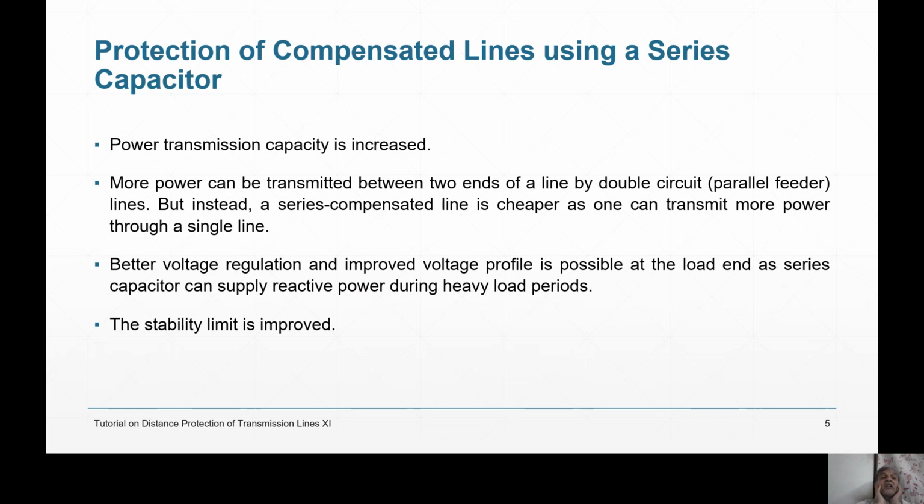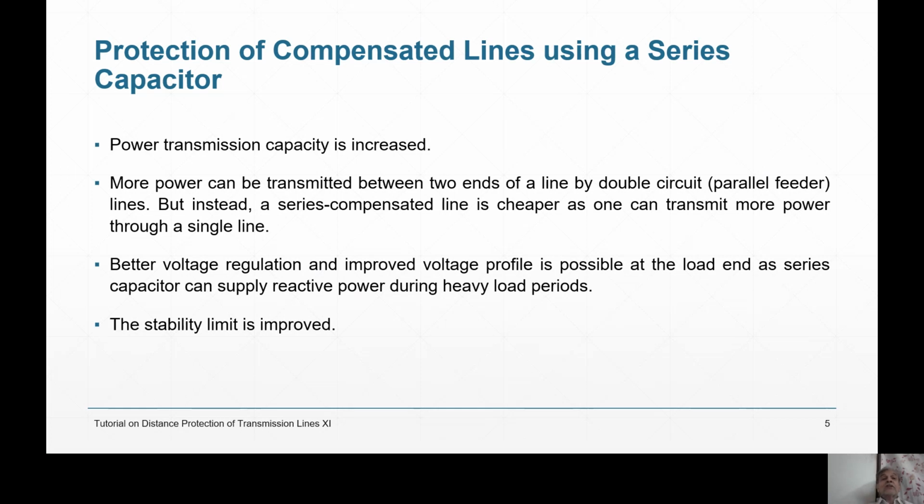And voltage regulation will be better, obviously, because if a capacitor is there, VR is equal to Vs minus IXL. But this is not IXL, it is I times XL minus XC. So that reduces the voltage drop, and therefore voltage regulation is improved. Voltage profile is improved; it is more sinusoidal, more fundamental. The THD, total harmonic distortion, is less.